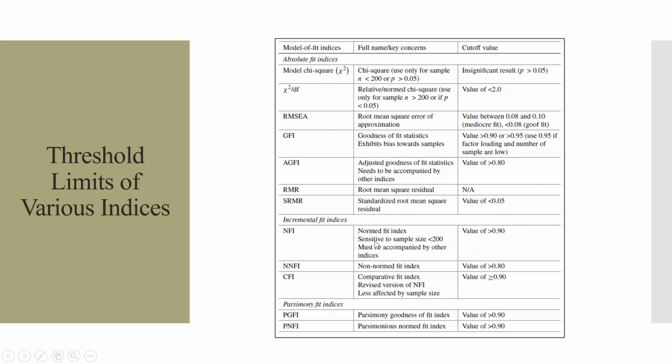Incremental fit indices: we have the normed fit index, its value should be greater than 0.90. NNFI, non-normed fit index, its value should be greater than 0.80. CFI, the comparative fit index, its value should be greater than or equal to 0.90. We also have the Tucker-Lewis index, its value should also be greater than 0.90. In parsimony fit indices, we have PGFI, that is parsimony goodness of fit index, its value should be greater than 0.90. PNFI, parsimonious normed fit index, its value should be greater than 0.90.